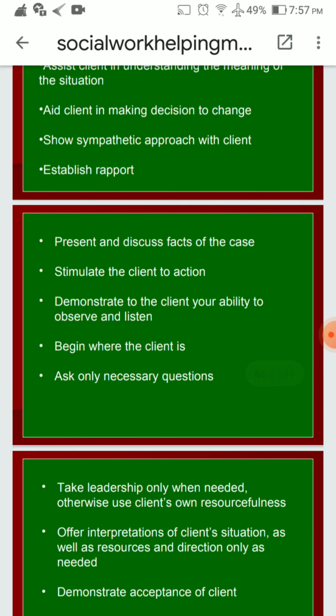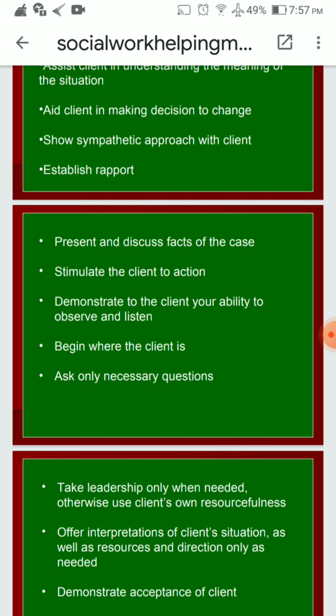Present and discuss facts of the case, stimulate the client to action, so you support him or her also. Demonstrate to the client your ability to observe and listen. So this is the most important. You need to observe and listen while he or she is discussing the problem. He or she is too much emotional. So just listen and observe and have empathy or sympathy about the problem.